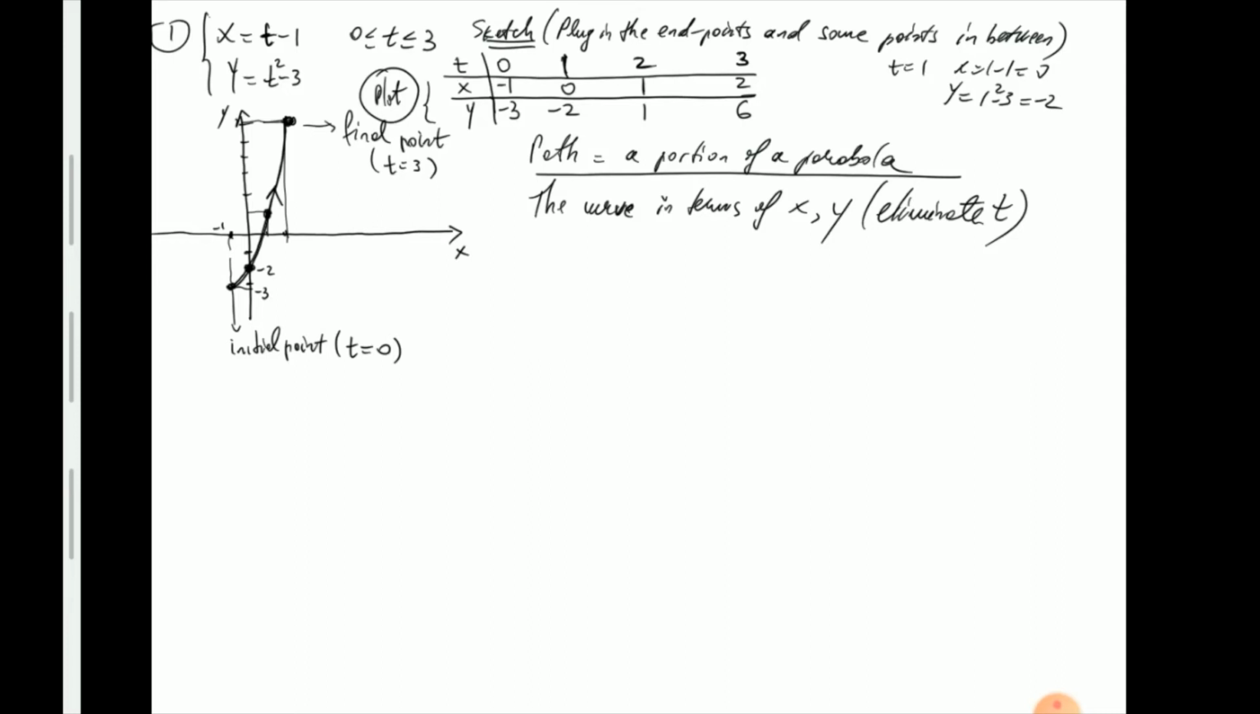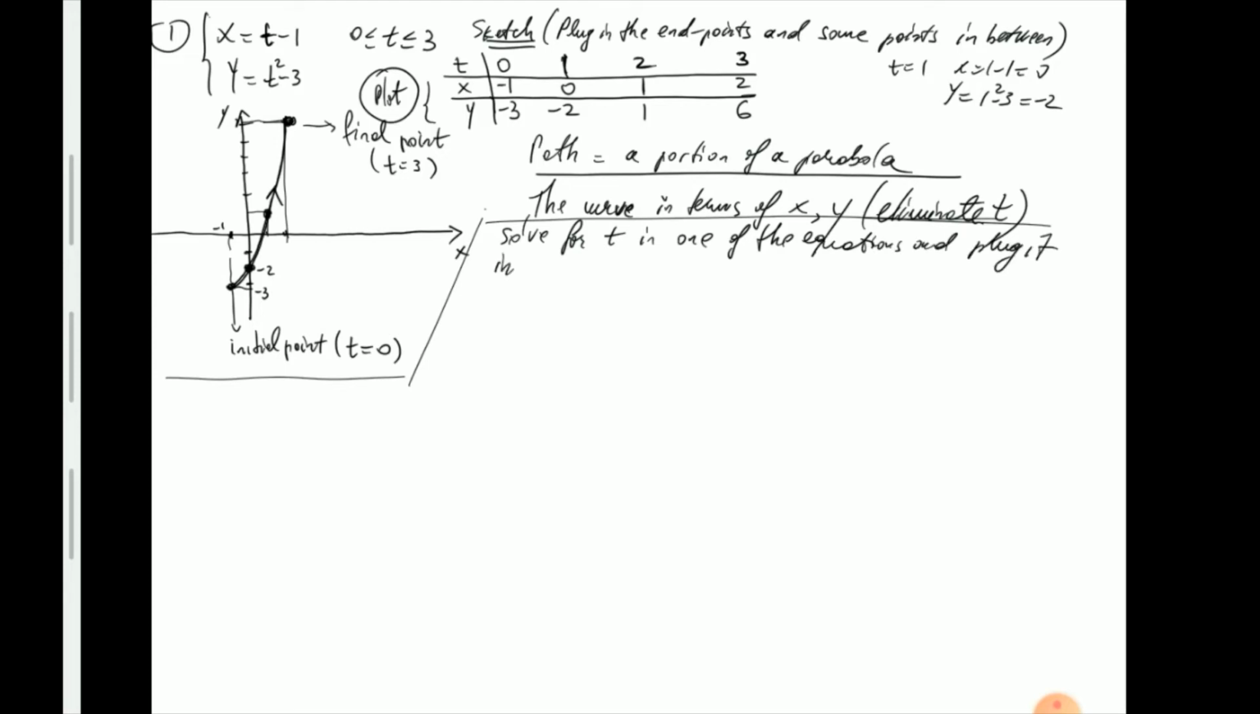The way to eliminate the parameter, there's no specific way. I mean, it just depends on the expressions you have. Roughly speaking, you want to solve for t in one of the equations and plug it in the other one. So you decide which one to pick. Obviously, you can pick the easier one.